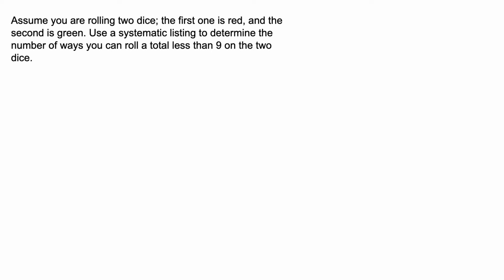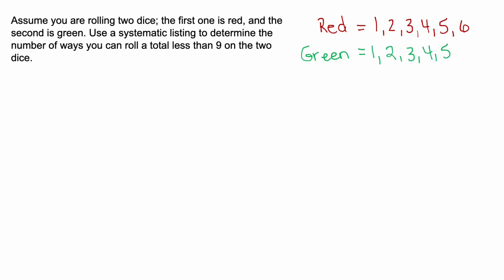So when we have 2 dice, the first one is red. And if you've seen a die, there are 6 sides to the die because it is a cube. So that means that there are 6 sides, and we label them as 1, 2, 3, 4, 5, and 6. Same with the green die. There are 6 sides, and those are also labeled 1, 2, 3, 4, 5, and 6.